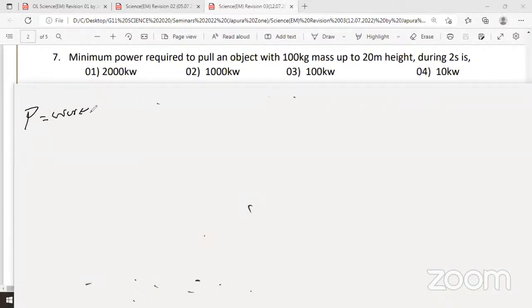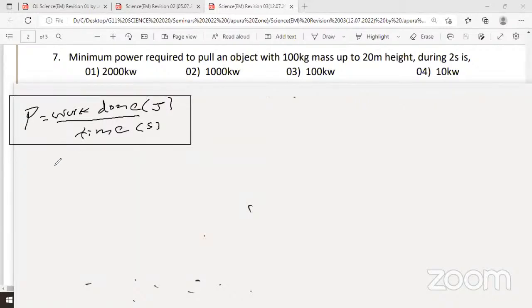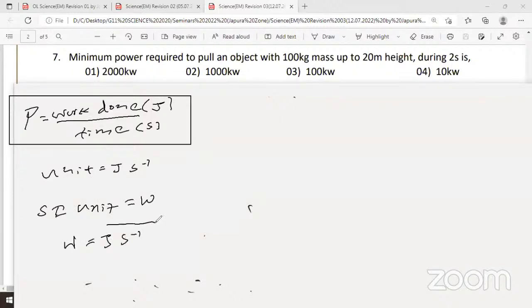Work done is measured in joules. Time taken is measured in seconds. So you get power is joules per second. That is also called watt. What is the unit of power? Joules per second. But the SI unit of power will be watt. Therefore, watt is also equal to joules per second.